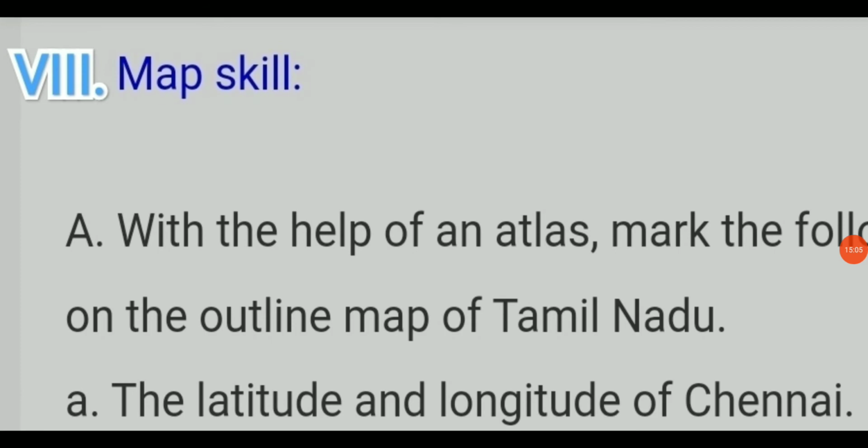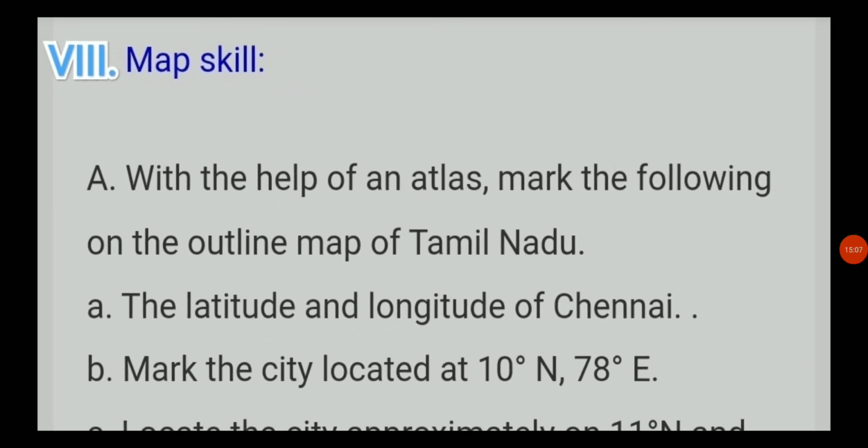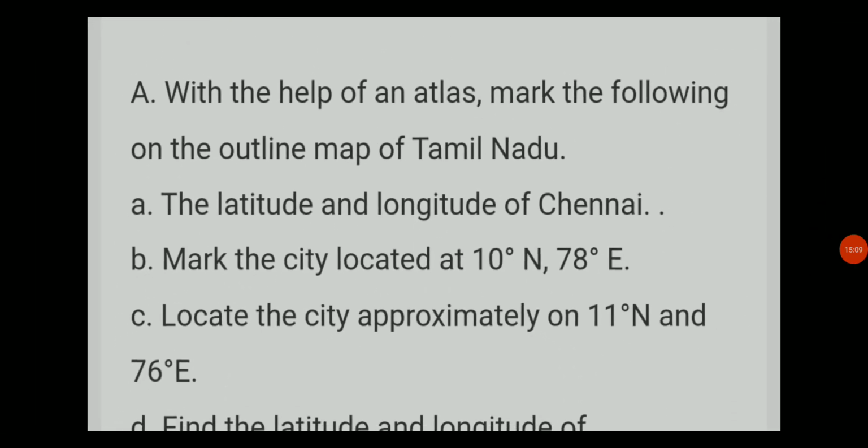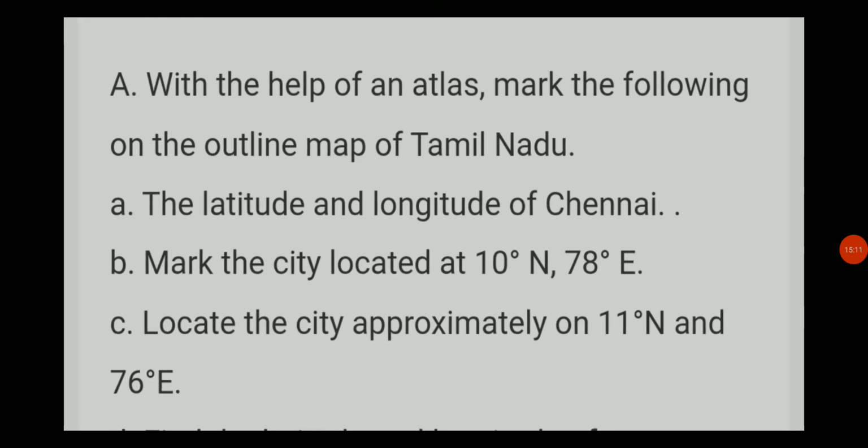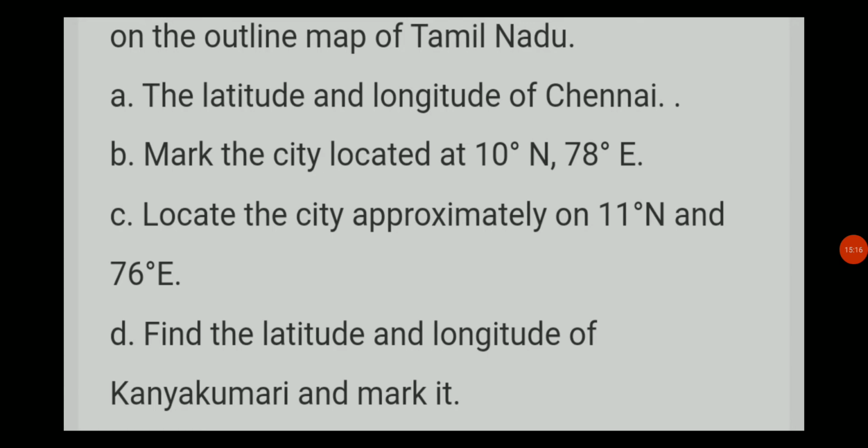Next, the last topic, the 8th topic, is mapping skill. In the map, with the help of an atlas, mark the following on the outline of Tamil Nadu map. First one, mark the latitude and longitude of Chennai. B, mark the city located at 10° north and 78° east. C, locate the city approximately on 11° north and 76° east. D, find the latitude and longitude of Kanyakumari and mark it.